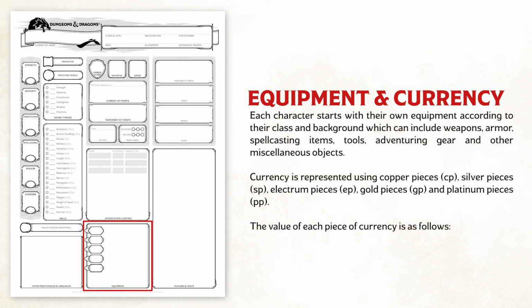Equipment and currency. Each character starts with their own equipment according to their class and background, which can include weapons, armor, spellcasting items, tools, adventuring gear, and other miscellaneous objects. Currency is represented using copper pieces, silver pieces, electrum pieces, gold pieces, and platinum pieces. The value of each piece of currency is as follows.